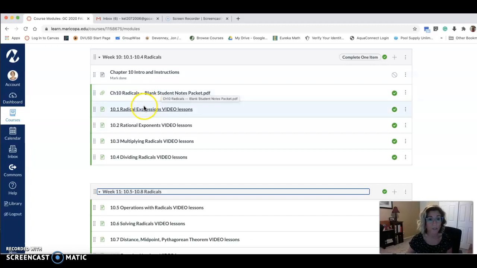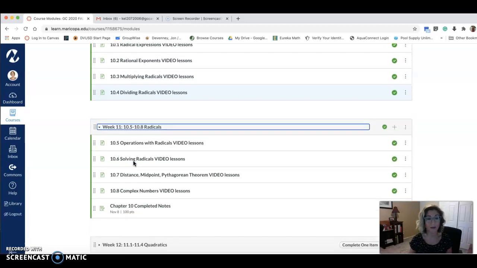Okay? You'll see section 10.1 notes, 10.2, 10.3, and 10.4. In this week, we're going to be talking about how we can change a radical into an exponent, or an exponent into a radical. We'll also talk about multiplying and dividing radicals.